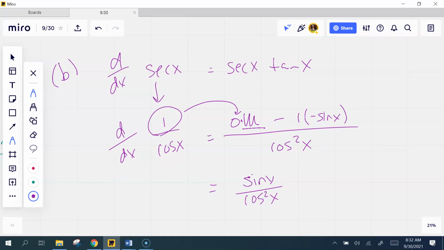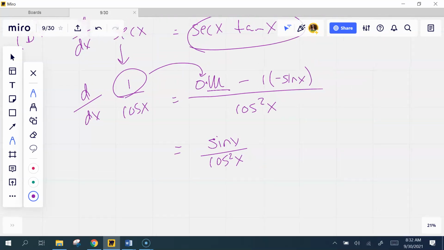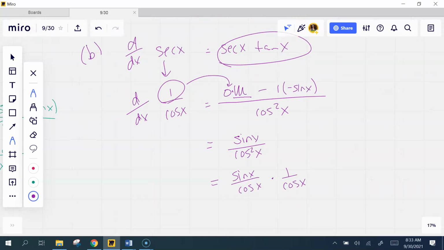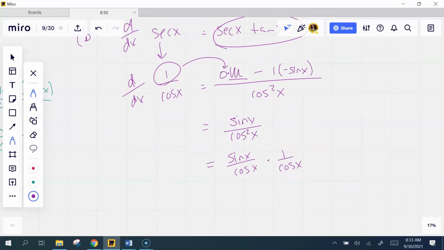Remember, we know where it's going, right? It's going here. So I'm going to split this up into sine x over cosine x times 1 over cosine x. Again, because I know where I'm heading. I know what I'm trying to prove. This is tan. This is secant, which of course I could rewrite the other way because multiplication is commutative, and I would have shown that the derivative of secant x is secant x tangent x.